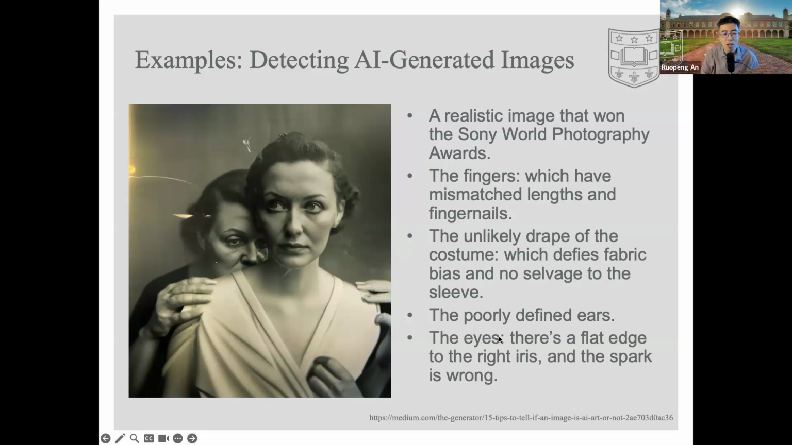So if you take a look closely, you probably can identify some clues to differentiate an AI-generated image from a human-generated image. But this really tells you how difficult it is, even to the eyes of professionals. The judges still were able to identify that this image was actually generated by AI rather than by a human photographer. Right?